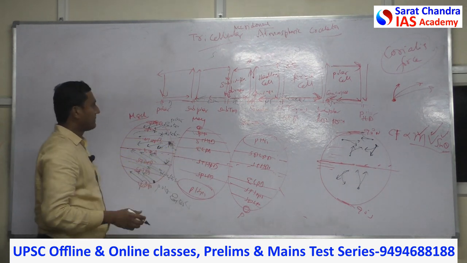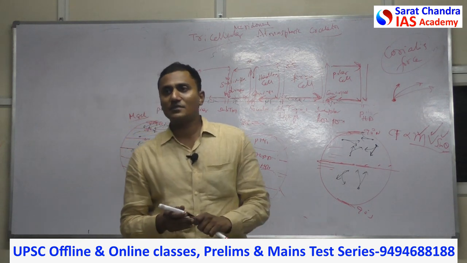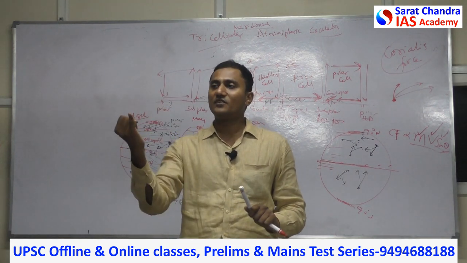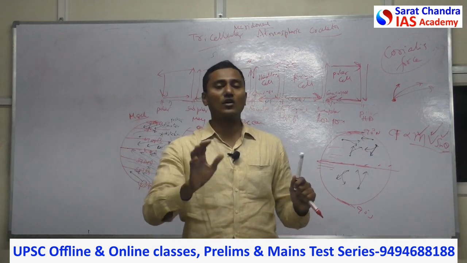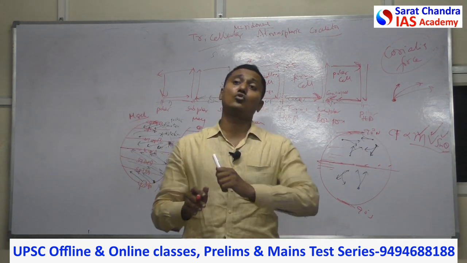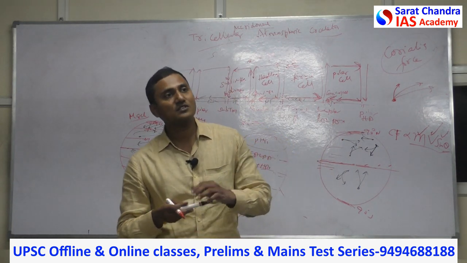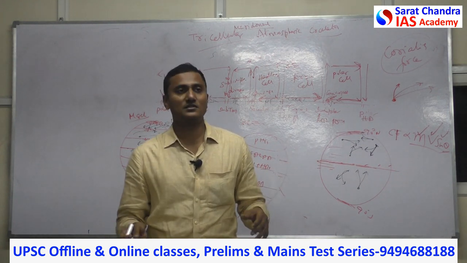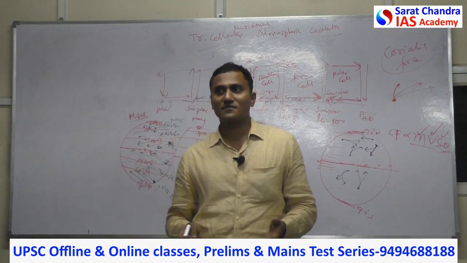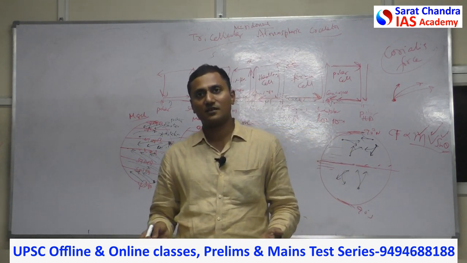They are called planetary winds because they blow throughout the planet. Name the three planetary winds: trade winds, westerlies, polar easterlies. They are also called permanent winds because they are permanent throughout the year. Write down: planetary winds, permanent winds.